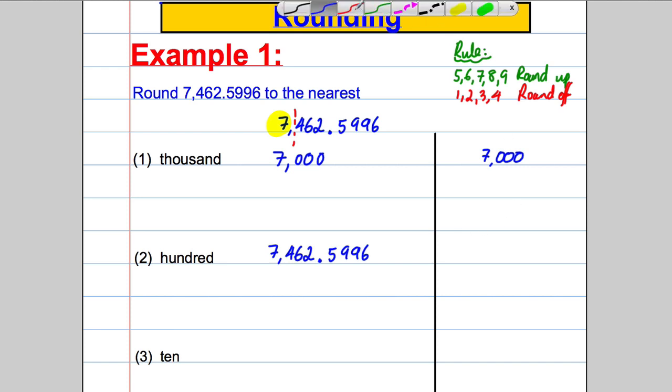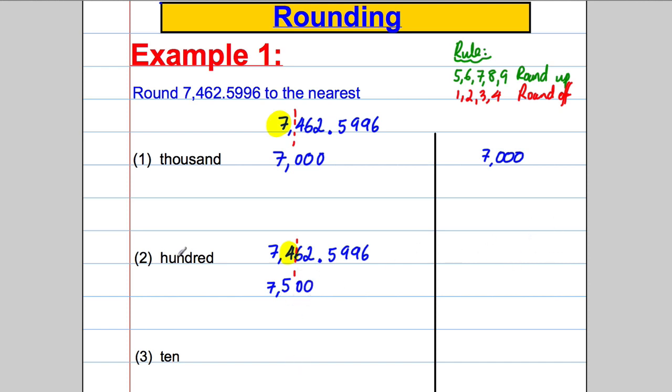This time we're interested in the hundreds column, and the digit that represents that is 4, so we've got 4 hundreds. Draw a line after it, and we look at the 6. Now the 6 is 5 or more, so we round up. So what we do is this 4 now becomes a 5, we keep the 7 as it is, and then we have zeros afterwards, so 7,500.